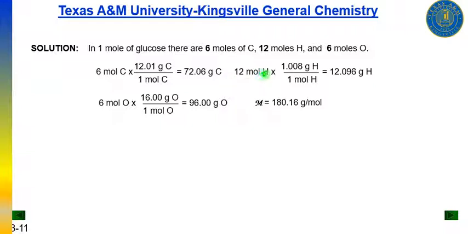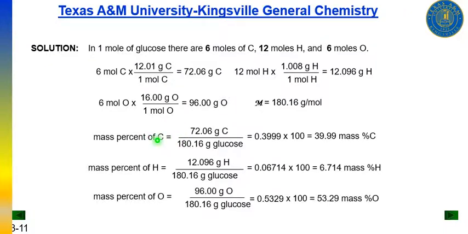Similarly, 12 moles of hydrogen multiplied by the atomic mass of hydrogen. Calculate the hydrogen mass in 1 mole of glucose. 6 moles of oxygen multiplied by the atomic mass, 16.00 grams of oxygen per mole. So the calculation is 72.06 grams carbon, 96.00 grams of oxygen, 12.096 grams of hydrogen. The molar mass is the sum of these 3 total masses.